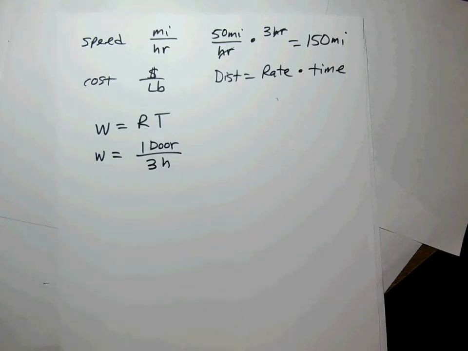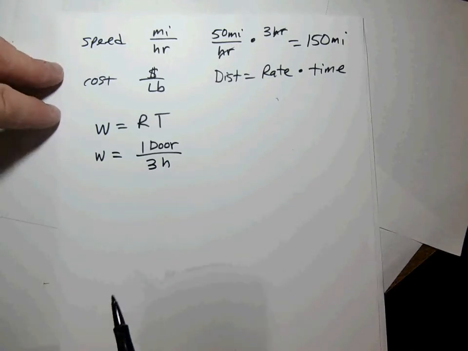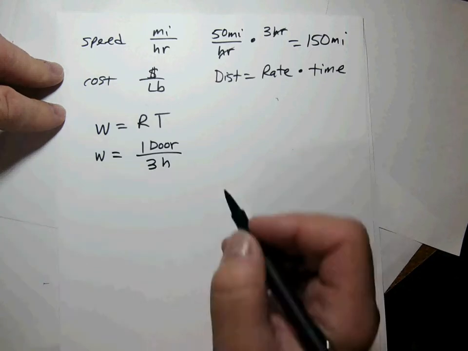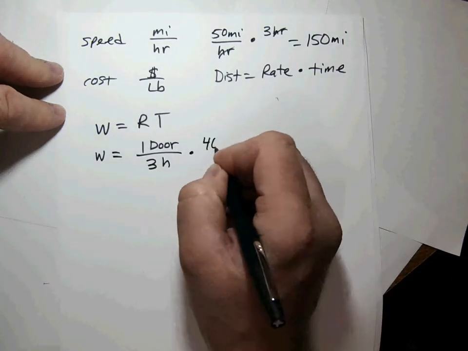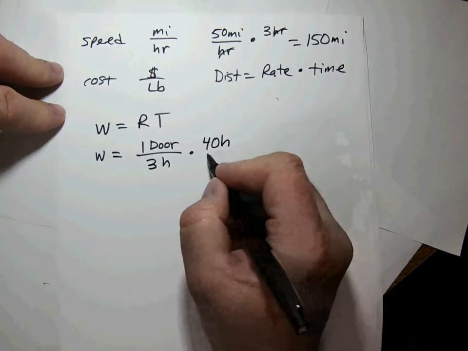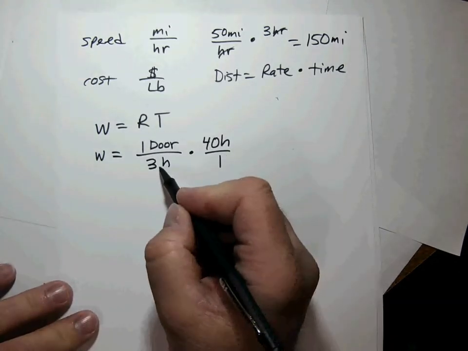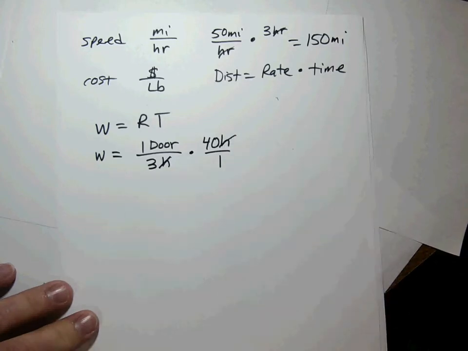Our book is using H for hours here, so I'm going to try to remember to do that the rest of the time. You see up there I used HR. I'm just so used to doing that. So 1 door in 3 hours, but I'm going to work a 40-hour week here. So times 40 hours. Okay, slap a denominator of 1 under it if it makes us feel good. What's going to happen to my units? Goodbye hours, goodbye hours. I'm only going to have doors left, and that's what I want.